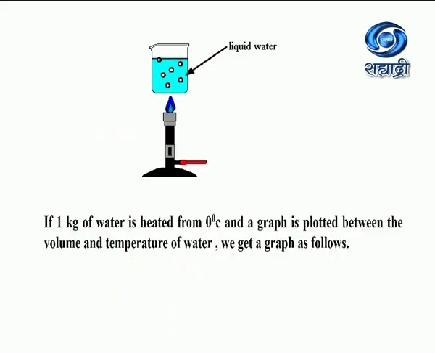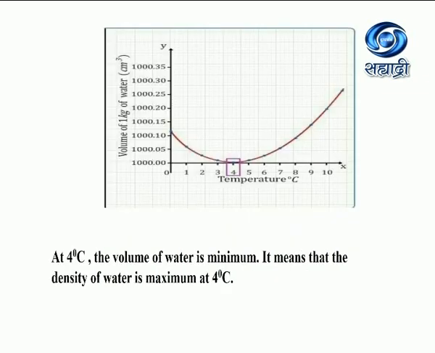How can we verify that volume of water is minimum at 4 degrees Celsius? For this, we have to perform one activity. Take 1 kg of water, that is 1000 gram, and start heating it from 0 degrees Celsius. Note down the temperature and volume after every minute. Now, plot a graph of volume versus temperature. We can clearly observe from the graph that volume of water is minimum at 4 degrees Celsius. As the volume and density are inversely proportional, density of water is maximum at 4 degrees Celsius.